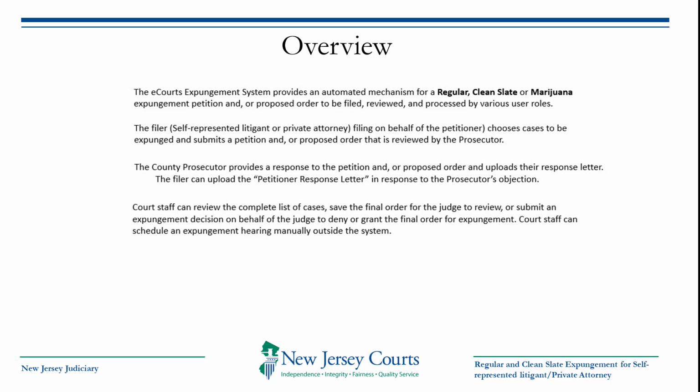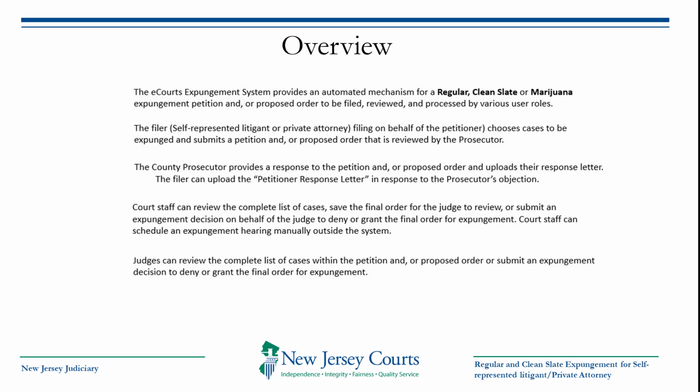Court staff can review the complete list of cases, save the final order for the judge to review, or submit an expungement decision on behalf of the judge to deny or grant the final order for expungement. Court staff can schedule an expungement hearing manually outside the system. Judges can review the complete list of cases within the petition and/or proposed order, or submit an expungement decision to deny or grant the final order for expungement.